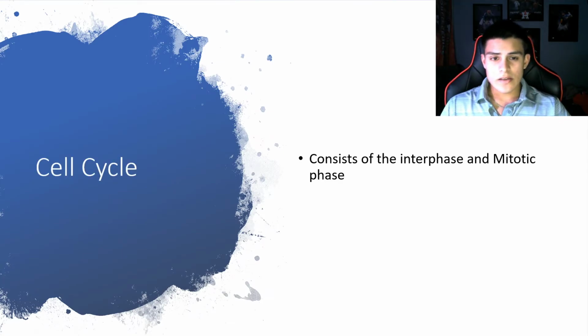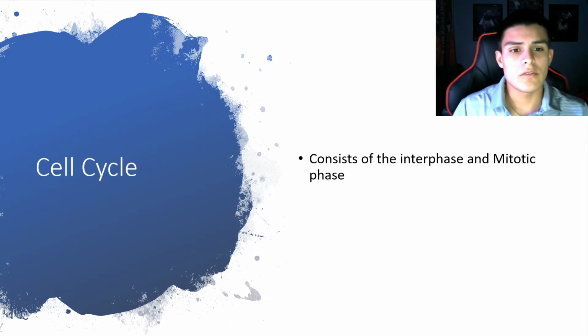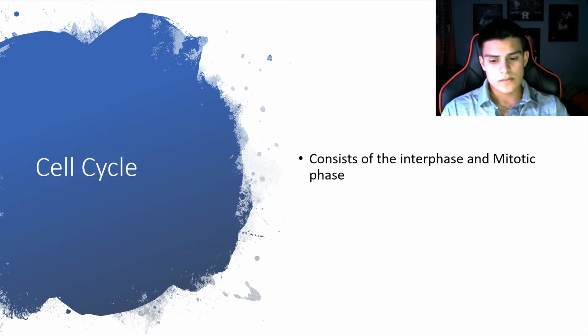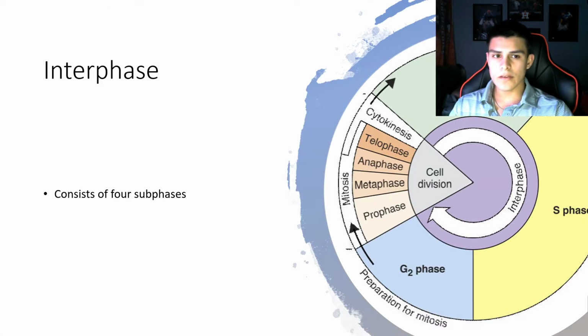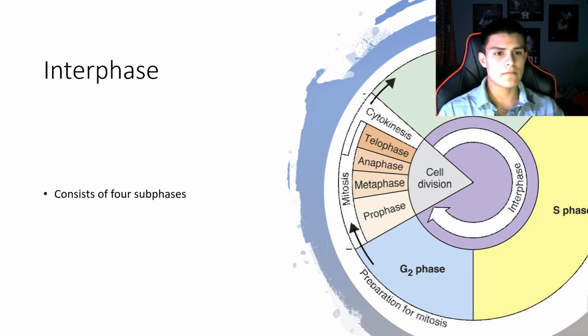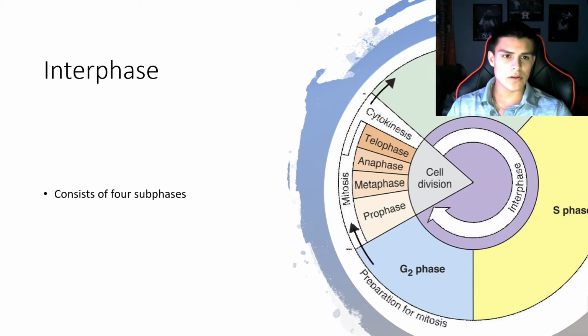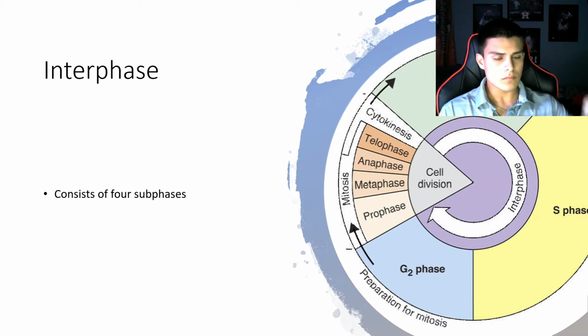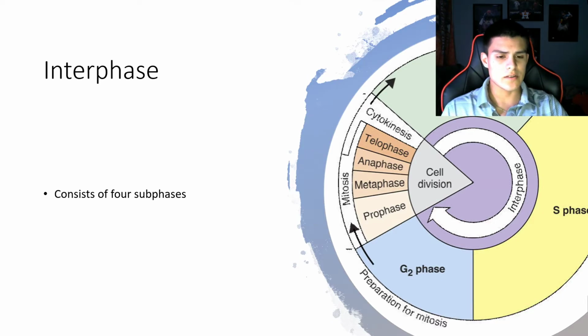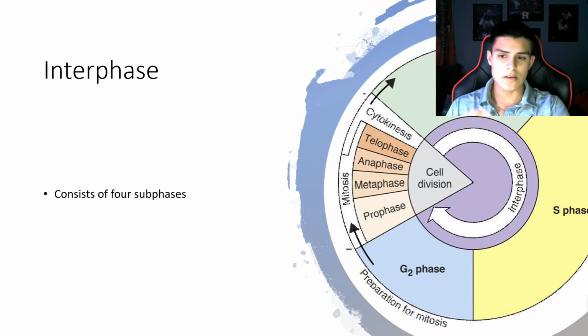Then we have the cell cycle, which consists of the interphase and the mitotic phase. The interphase consists of 4 subphases, as you can see on the right picture. The three biggest pictures are the G1 phase, the S phase, and the G2 phase. Those are all the interphases.